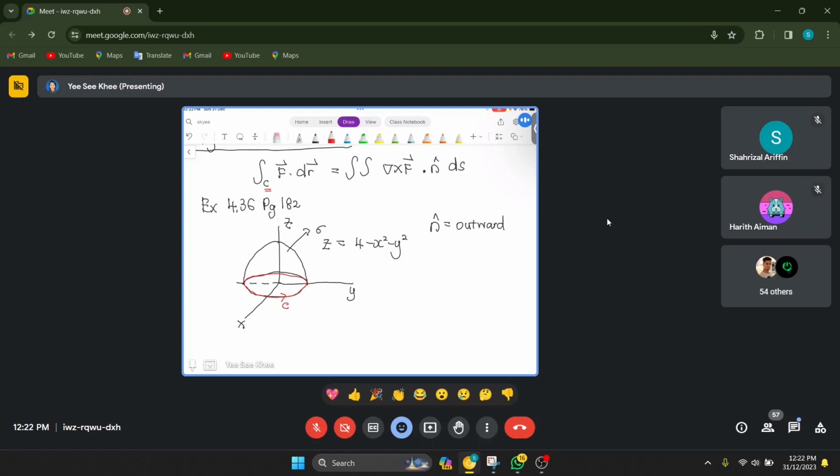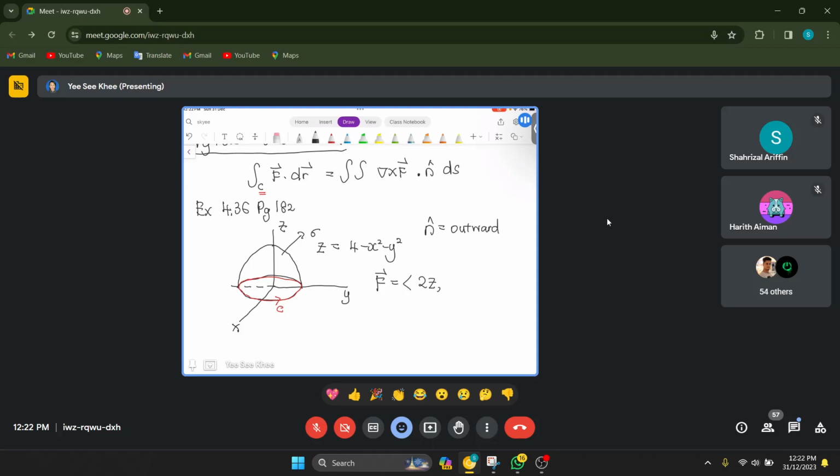Verify Stokes' theorem if your F is equal to 2z, 3x, and 5y. The meaning of verify is that we have to prove that the left hand side is the same as the right hand side. Clear? Left hand side is the same as the right hand side. So we go to the left hand side first.